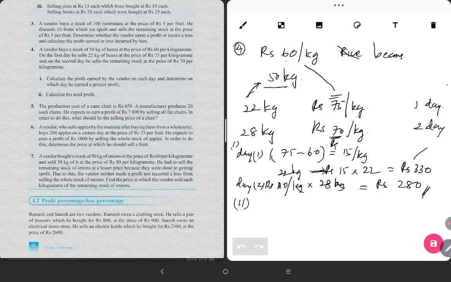Second question, calculate his total profit. It's the addition of these two, isn't it? Okay, so how much is that? Rupees 330 plus 280, which is equal to 610 rupees of total profit he is making out of this deal, which is great.